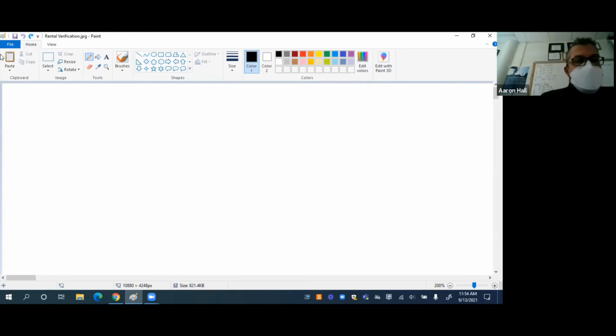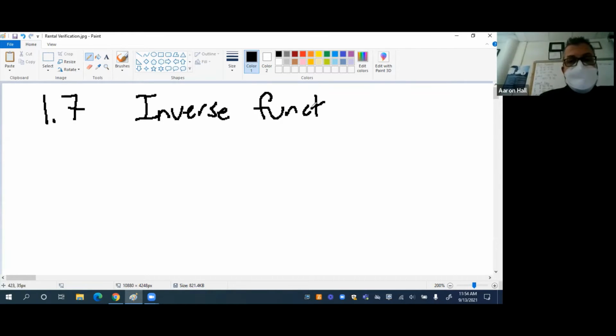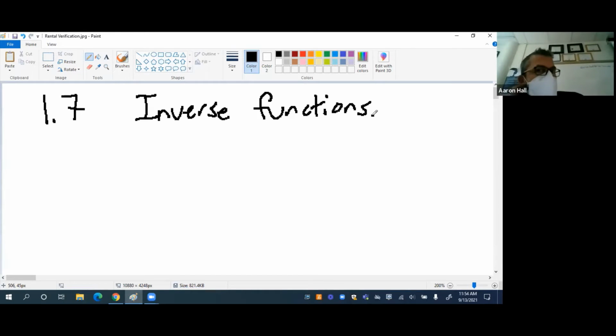The assignment for today is 1.7, and this is all about inverses. Inverse functions. If you were in Secondary Math 3 last year, inverse functions was the third unit that you did last year.